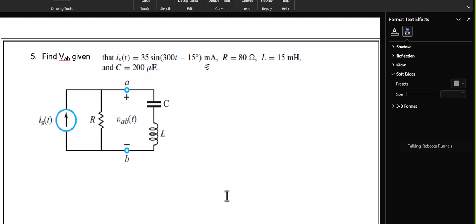Okay, so I want to find VAB. So I know what I would do here. What would y'all do here? Current division, and then Ohm's law. I would just find the parallel impedance and then solve it for that. Everyone should do that.